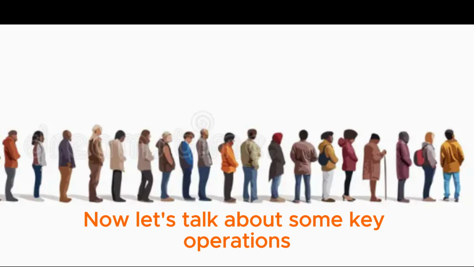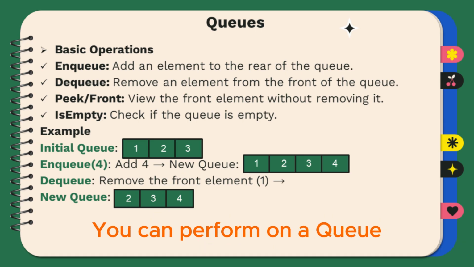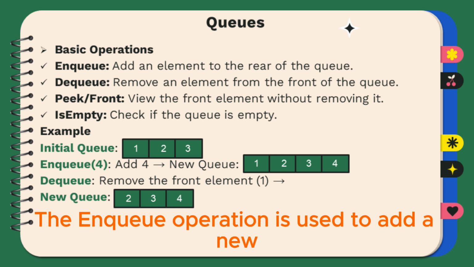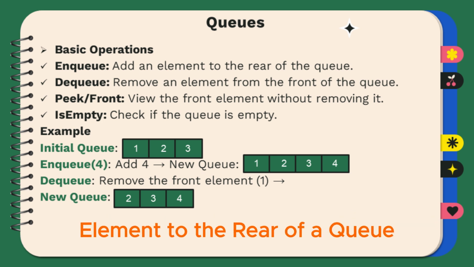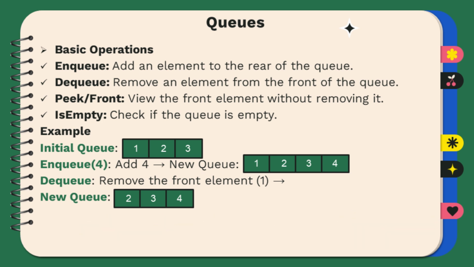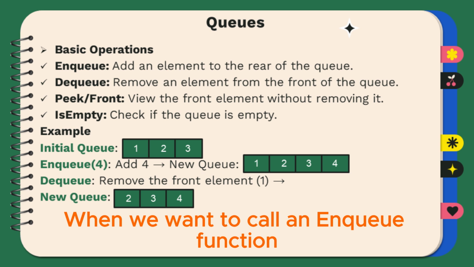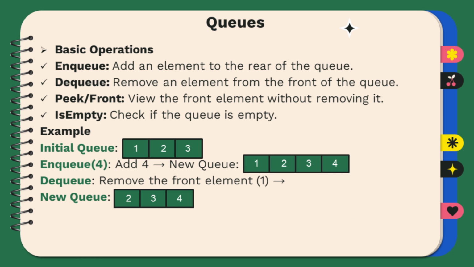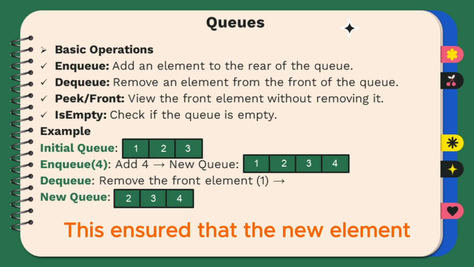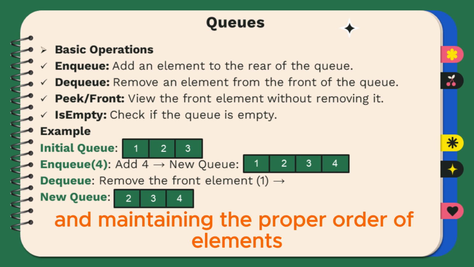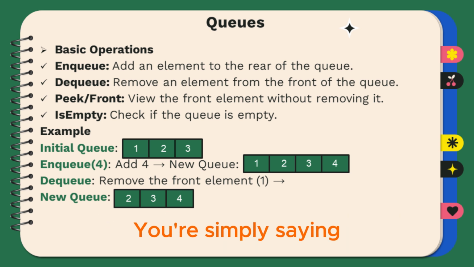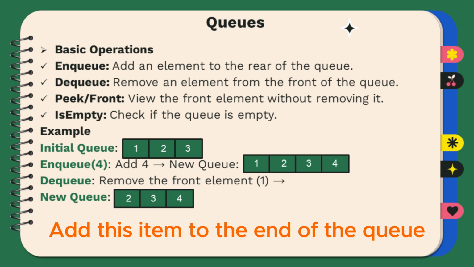Now, let's talk about some key operations you can perform on a queue. First, enqueue. The enqueue operation is used to add a new element to the rear of a queue. When we call an enqueue function, we provide the item we want to add as a parameter. This ensures that the new element joins the queue at the back, maintaining the proper order of elements. So, when you call enqueue, you're simply saying add this item to the end of the queue.